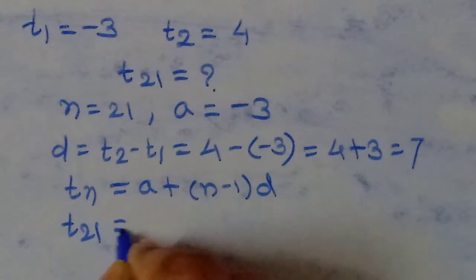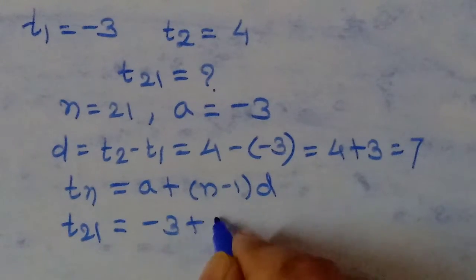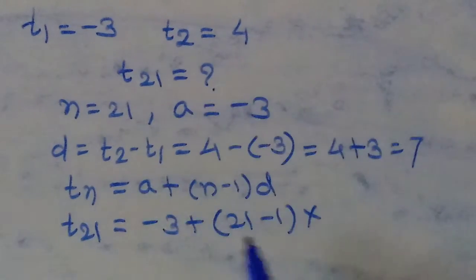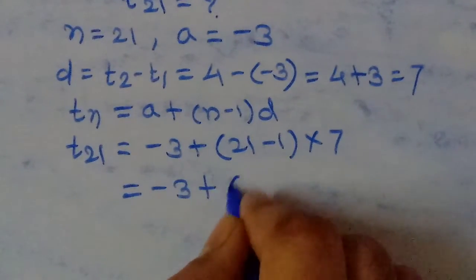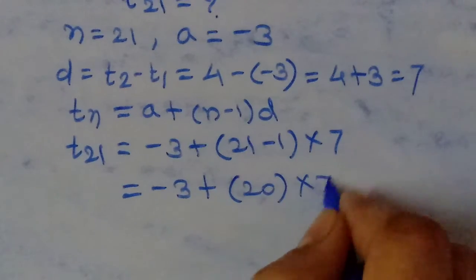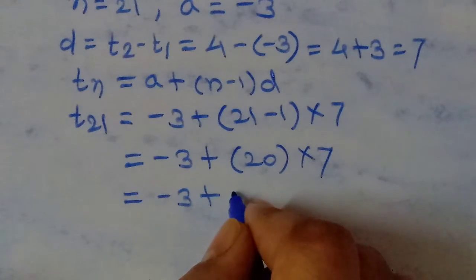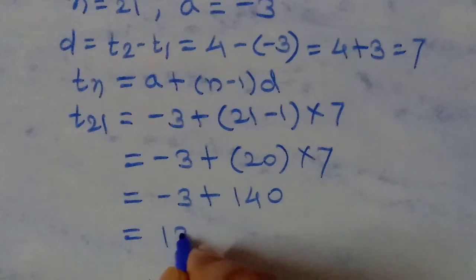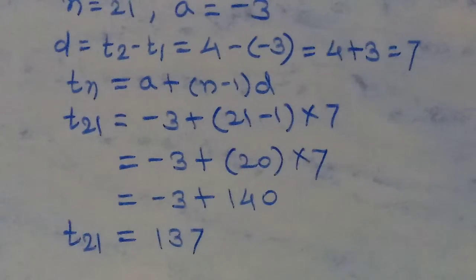Tn is equal to A plus n minus 1 into D. T21, because n is equal to 21, is equal to A, which is -3, plus n is 21 minus 1 into D, which is 7. This comes to -3 plus 21 minus 1 is 20 multiplied by 7. This is -3 plus 140. And 140 minus 3, answer is 137. That is T21 is equal to 137.